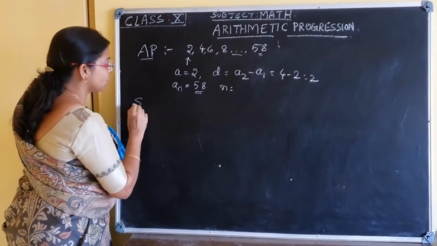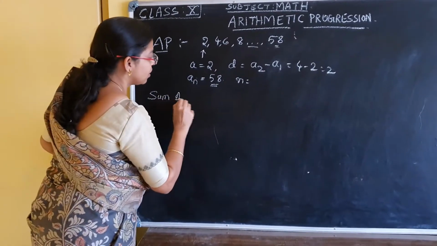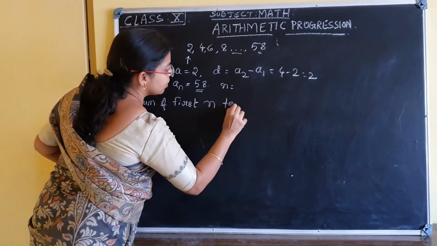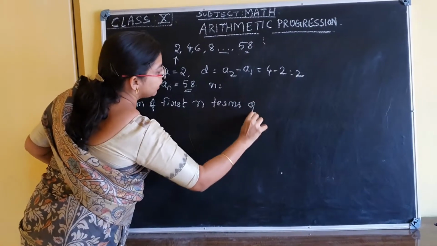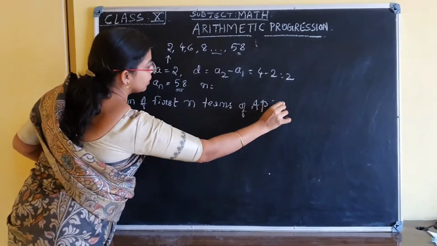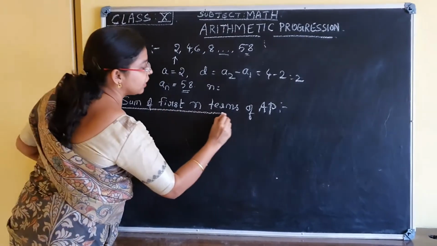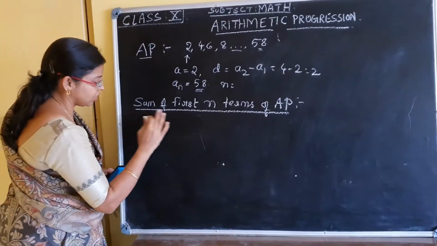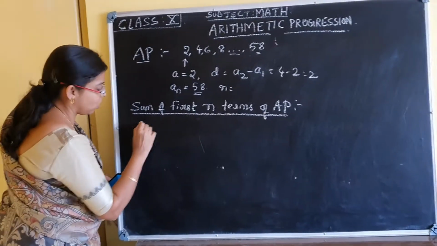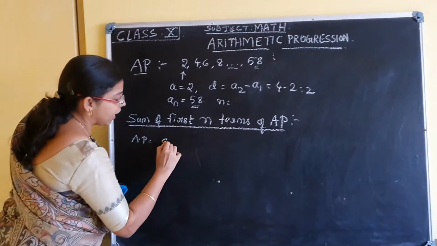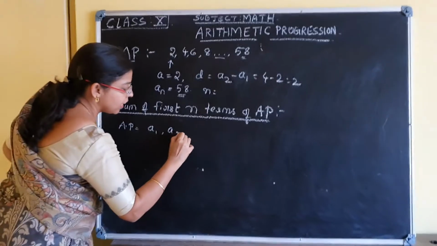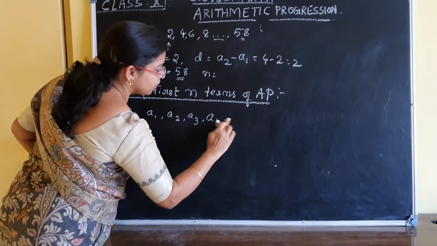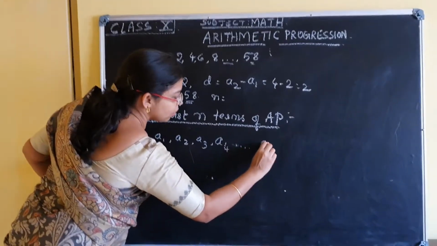Now we will move on to the sum of first n terms of AP. Sum of first n terms. What do we understand by this? For example, take the general form of the AP. a1 is your first term, a2, a3, a4, it goes on up to n.